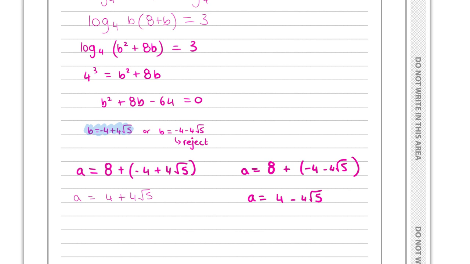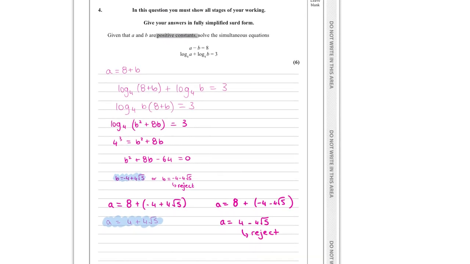Is that right? Everyone happy with that? Now, what is this as well? Anyone know? It's a negative number, so we will need to reject this. So the only answers we can have are a equals 4 plus 4 root 5 and b equals minus 4 plus 4 root 5. Okay, now that's a nice easy 6 marks.